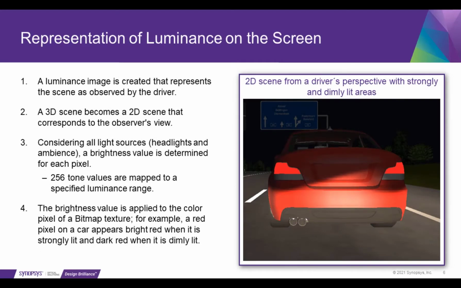Next, the luminance distribution must be displayed on the screen. From the observer's perspective, a luminance image is created. The 3D scene is converted into a 2D scene according to the observer's view. Then the brightness of each pixel is calculated. Considering all light sources, 256 tone values are assigned to a specific luminance range. The brightness value is also applied to the color pixel of a bitmap texture. For example, a red pixel on a car will appear bright red when it is heavily lit, and dark red when it is dimly lit.